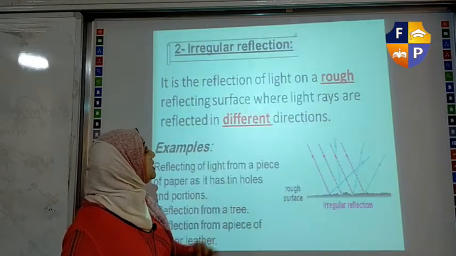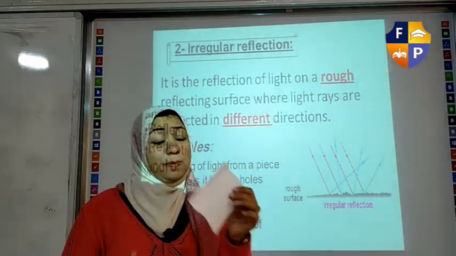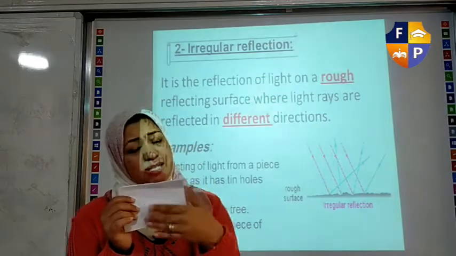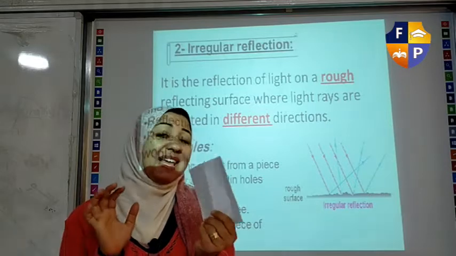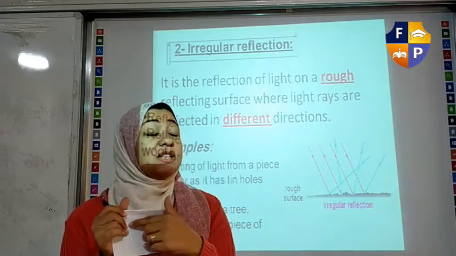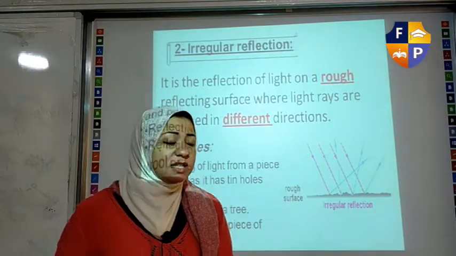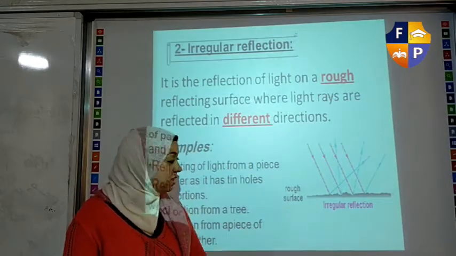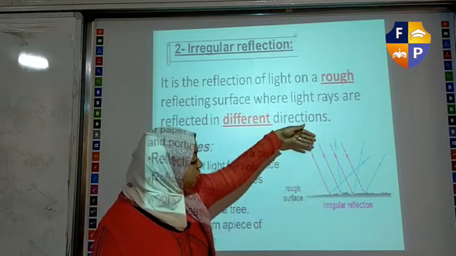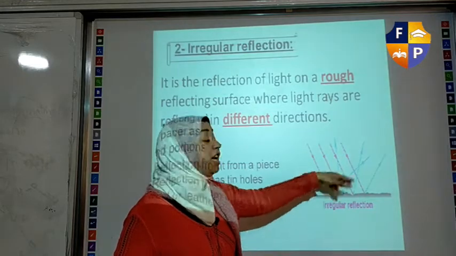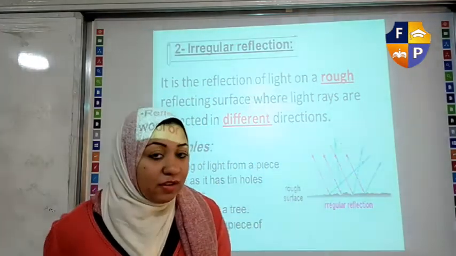The second type is irregular reflection, like when light rays fall on a piece of paper like this one. This piece of paper, of course, is not smooth like you imagine. It is a rough surface because it contains very tiny holes inside the paper tissue. As it contains many tiny pores, it is considered irregular reflection because when the light rays fall on the paper, they will be reflected in different directions.